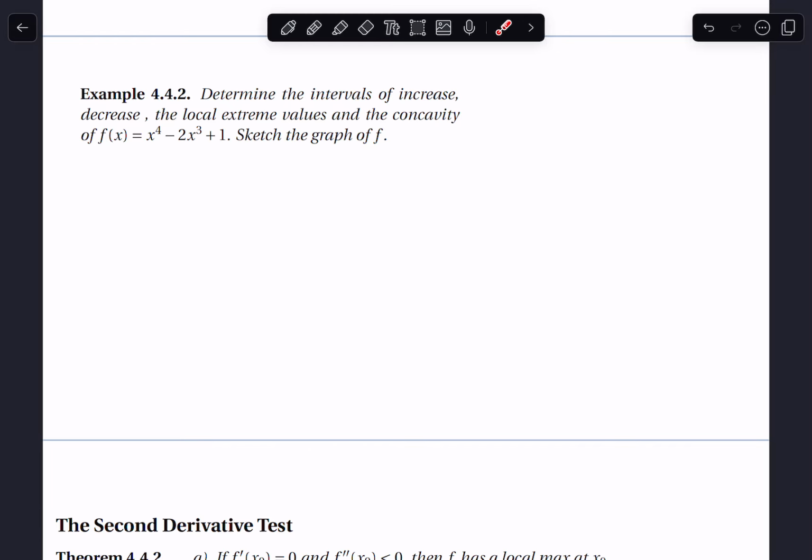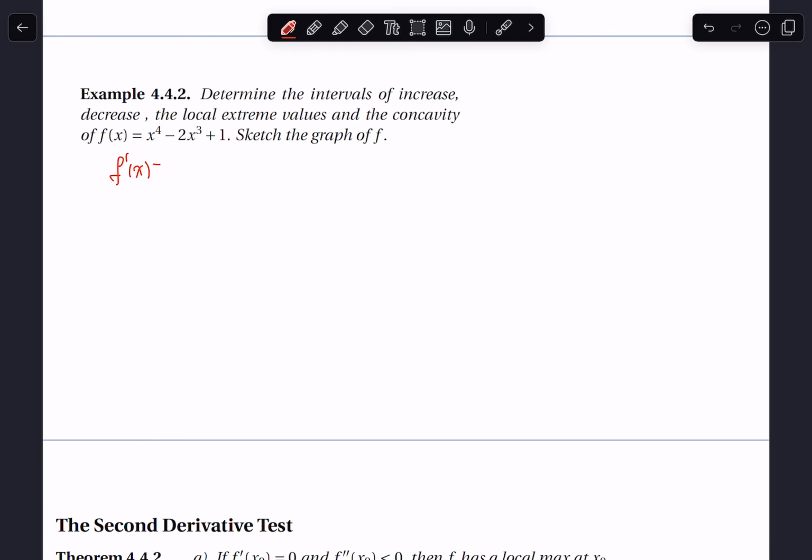Okay, so let's look at the next problem. This problem asks for the intervals of increase and decrease, the local extreme values, and the concavity, and also we want to sketch the graph of the function. Let's look at the derivatives.